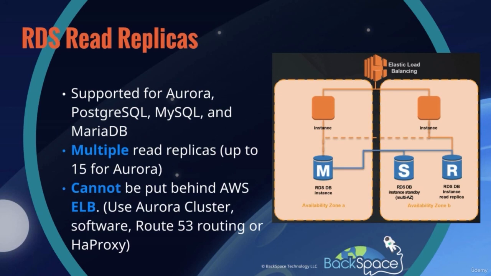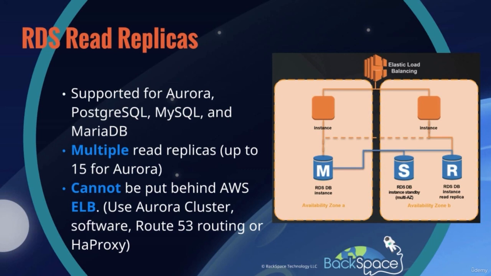If you find your application is becoming very popular and your master database is receiving a lot of read requests, you can add read replica instances to your infrastructure that can respond to these read requests. And that is supported for Aurora, PostgreSQL, MySQL, and MariaDB. It's not supported for Oracle, and it's not supported for Microsoft SQL Server. You can have multiple read replicas, and with Aurora you can have up to 15.